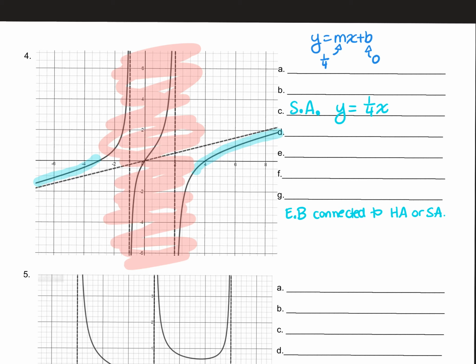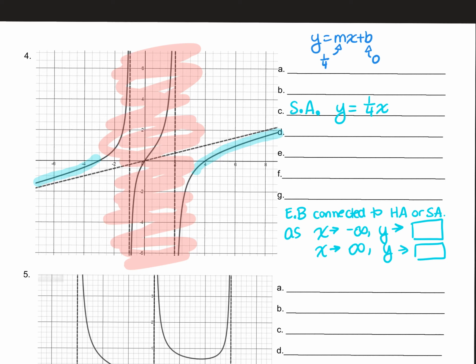So when we write end behavior, it's always written this way. It's always written as: as x approaches negative infinity, y approaches, and then we fill in the blank. And then we also do: as x approaches positive infinity, y approaches, and once again we fill in the blank.